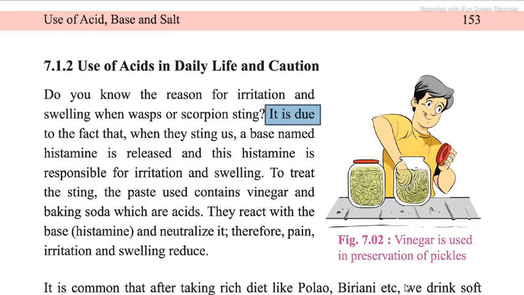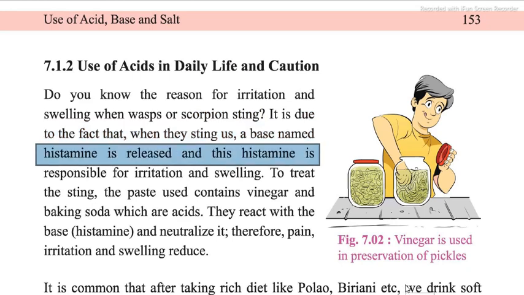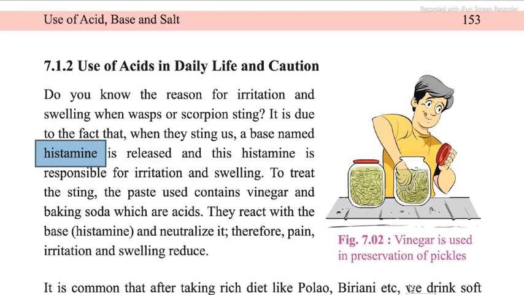It is due to the fact that when the stingers are bitten, histamine is released, and this histamine is responsible for irritation and swelling. Now we know what is histamine. Histamine is a type of animal amine whose chemical name is beta-imidazolyl acetylcholine or beta-imidazolyl ethylamine.